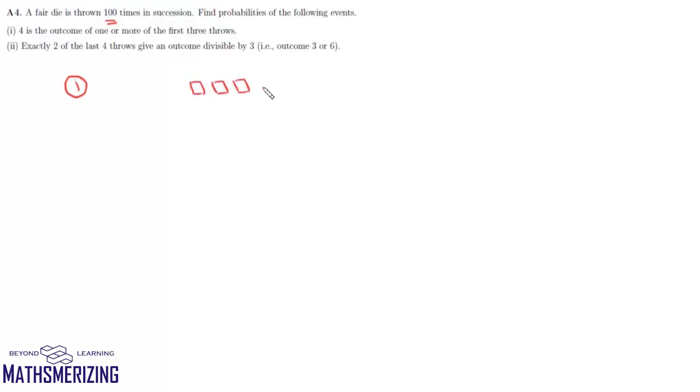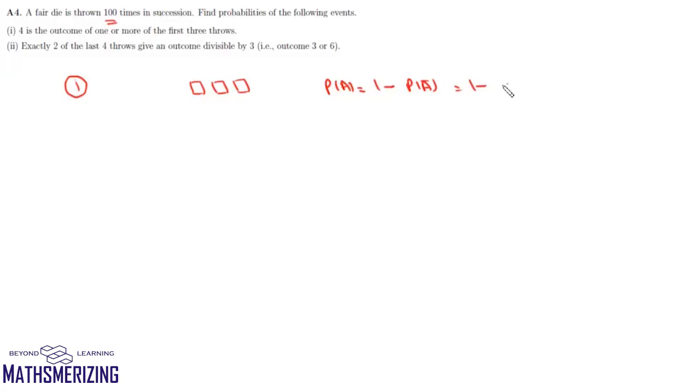Now in the first 3 throws, this 4 must come at least once. So in order to calculate this probability, we'll take 1 and then subtract its complement from it. Its complement is that 4 doesn't come in any one of these first 3 throws. So it'll be 1 minus.